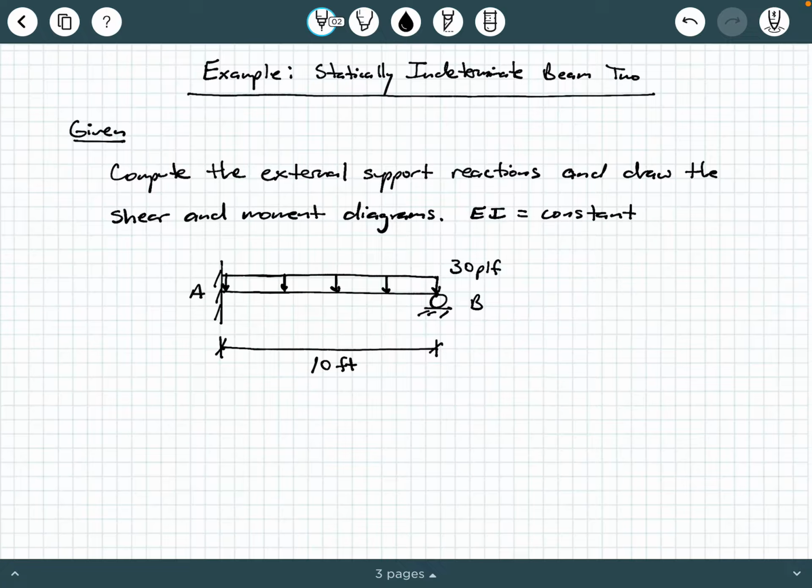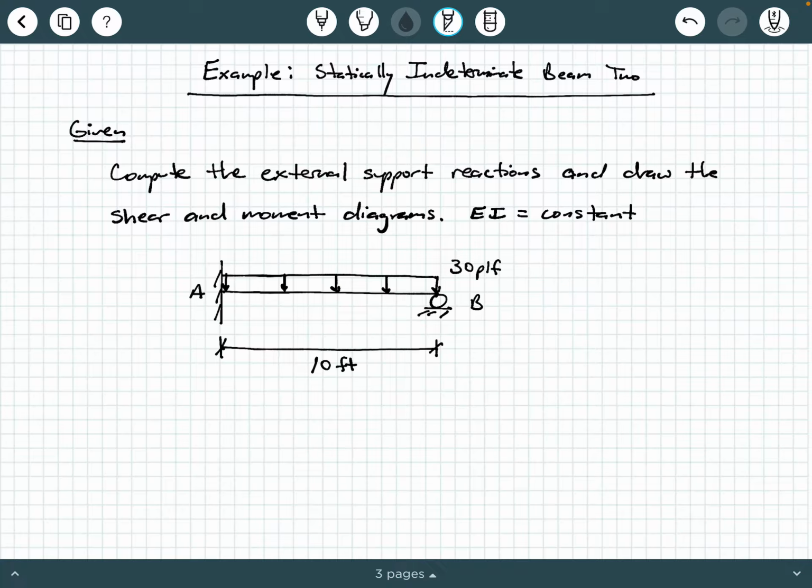Hey everybody, Dr. A here, and in this video we're going to be exploring another example of a statically indeterminate beam. We're being asked to compute the external support reactions and then draw the shear and moment diagrams for this beam, and we're being told that the flexural rigidity, which is EI, is constant.